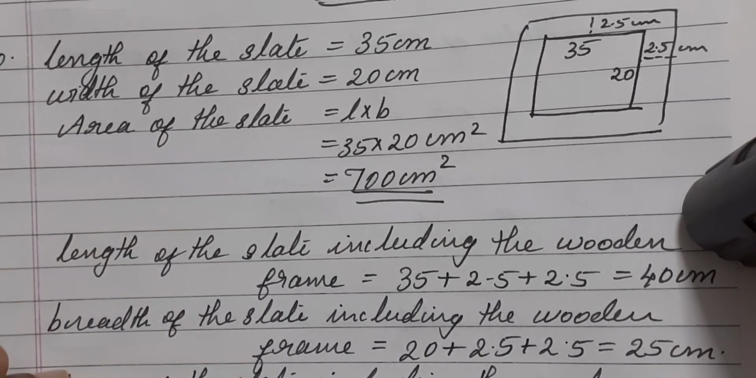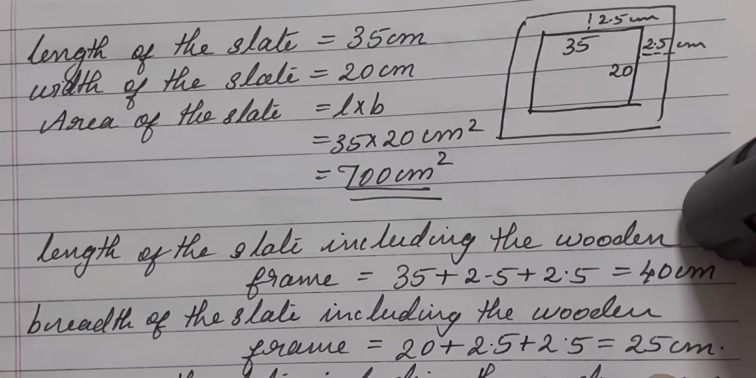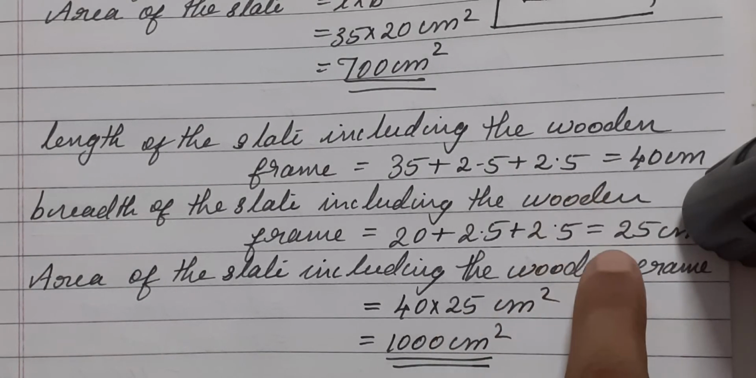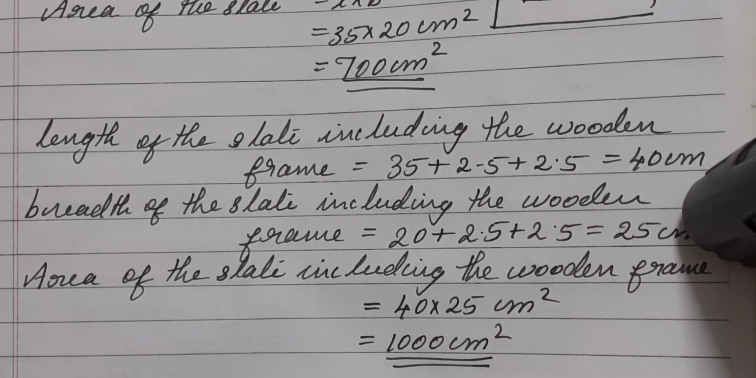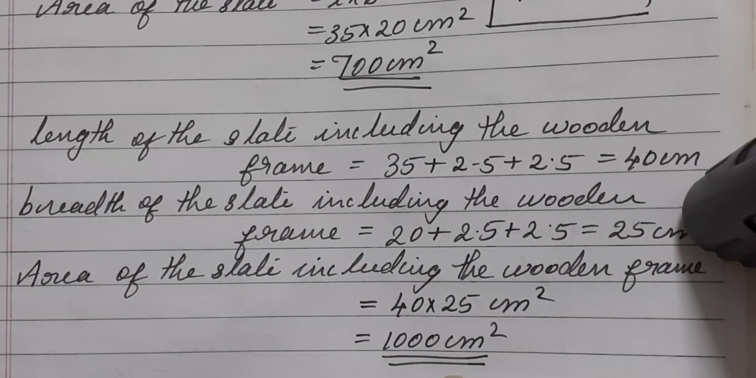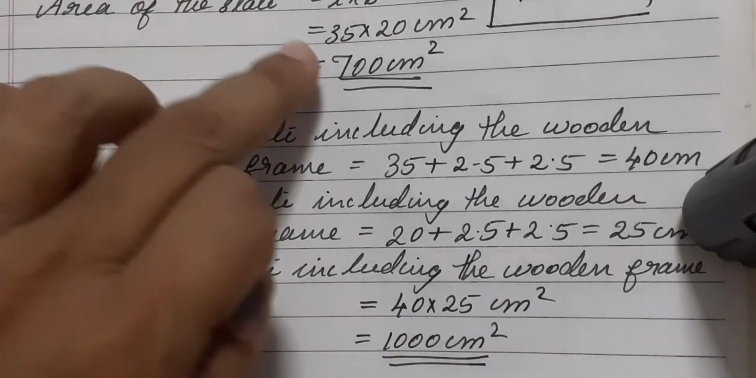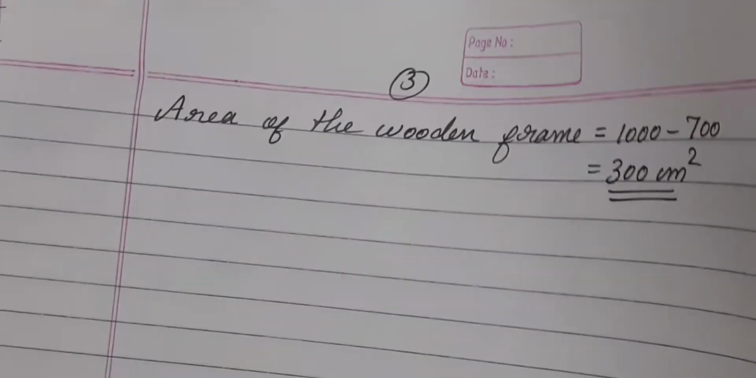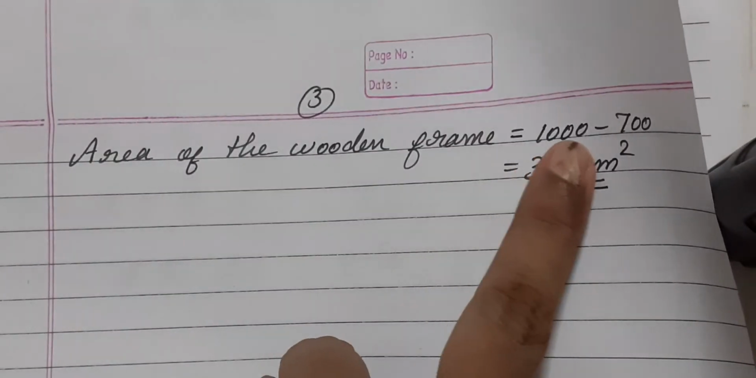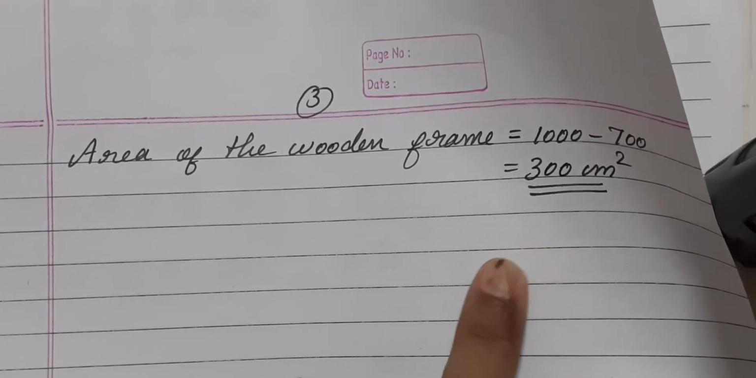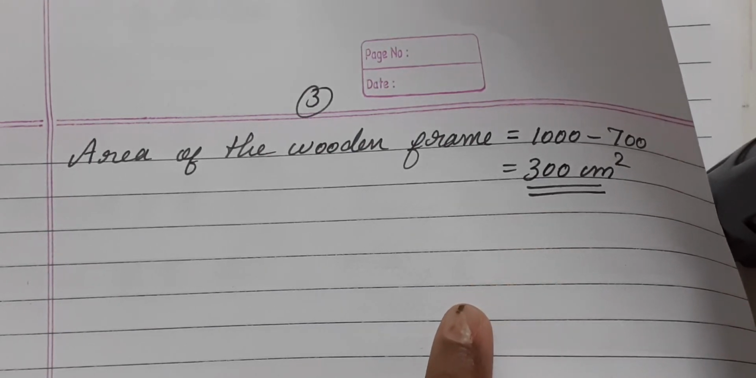Length and breadth you got, so you are able to calculate the area of the slate including the wooden frame. Length into breadth, so 40 into 25, you will get 1000 centimeters square. Now you have to calculate the area of the wooden frame: area of the slate including wooden frame minus area of the slate. So area of the wooden frame is equal to 1000 minus 700, that's equal to 300 centimeters square. Hope it is clear. All of you do this in your notes.